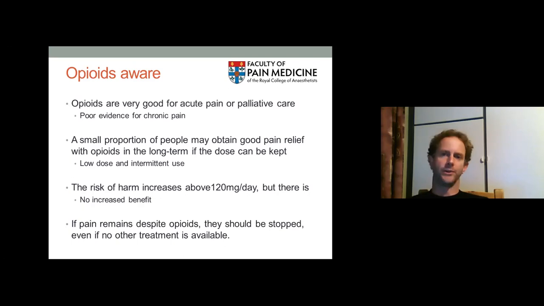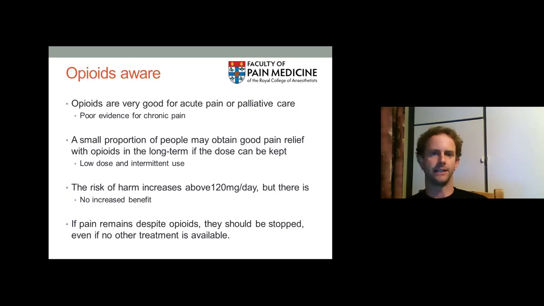So basically, opioids are very good for acute pain and they're very good in palliative care, but there's very poor evidence for their use in chronic pain. So they should really be stopped in people with chronic pain. A very small proportion may get some pain relief, in which case they can continue taking them, but they're much more effective if they're used at a low dose and used intermittently as a rescue therapy rather than taking the same dose every day.